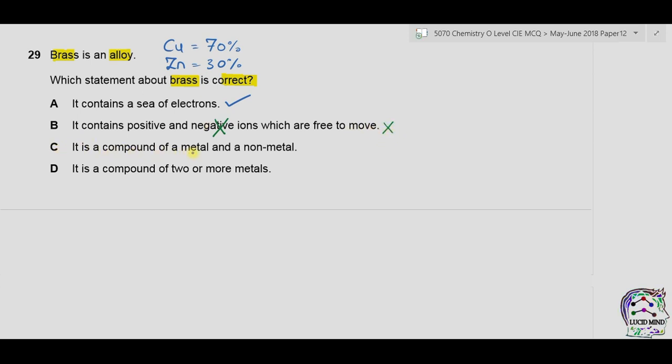C, it is a compound of metal and non-metal. Now it is not a compound as alloy is always a mixture. In D, again it says it is a compound, which is incorrect statement. Correct answer is therefore A.